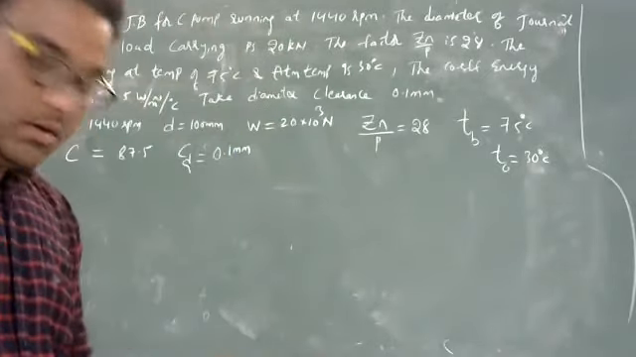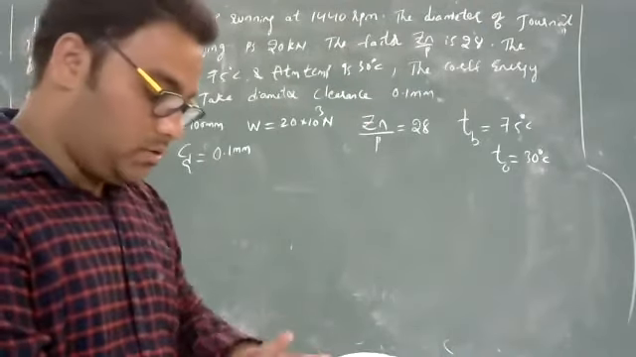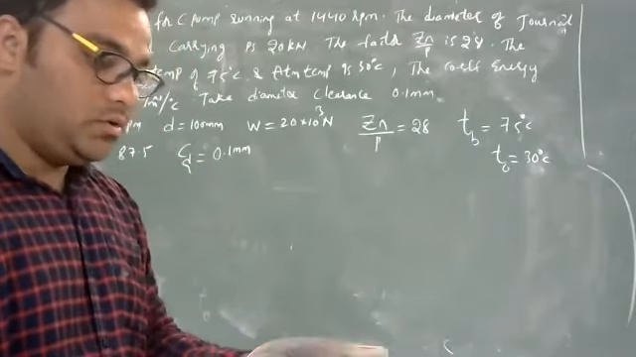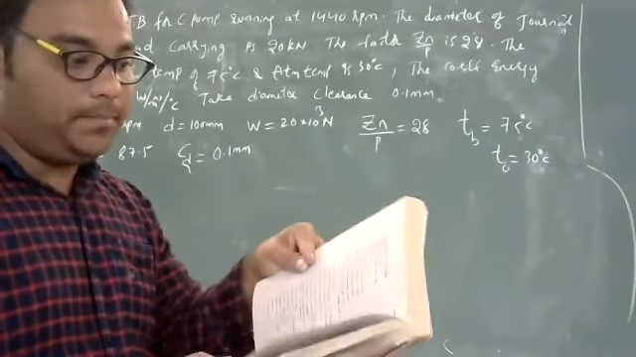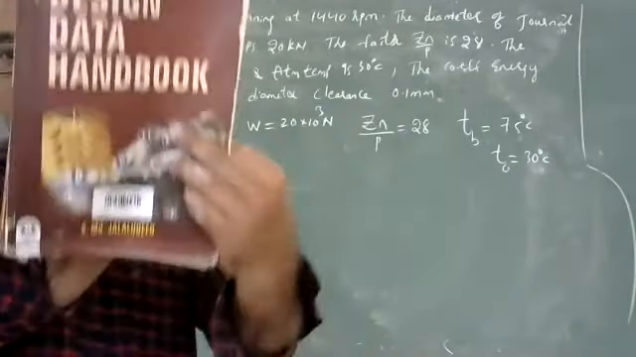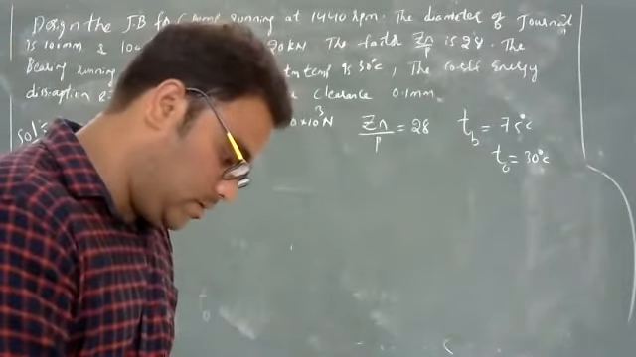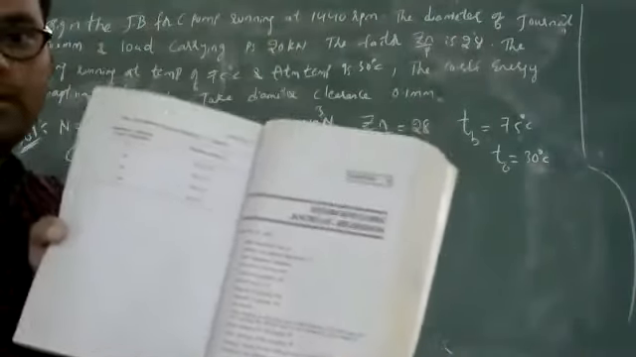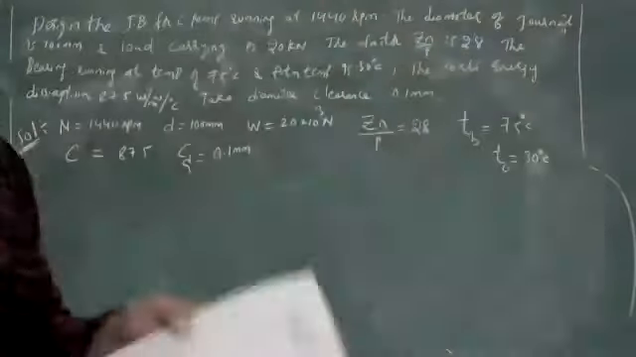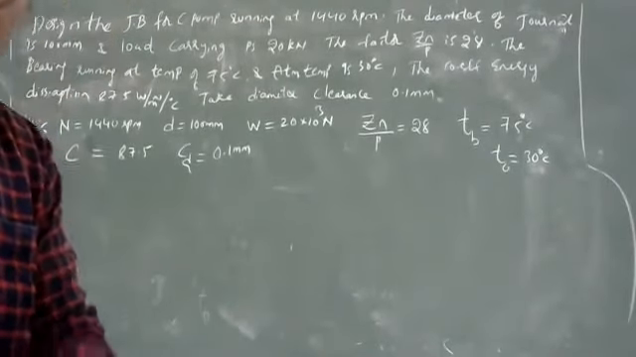Now the first one, we have to find the L by D ratio. As I discussed, the L by D ratio is important. So now I am going to find the L by D ratio. In this book, chapter 19 belongs to bearings, exactly hydrodynamic bearings. From there, we are going to find the L by D ratio.